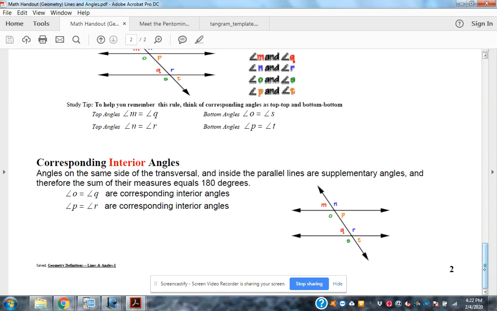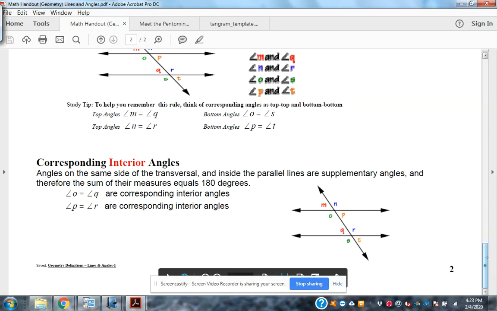So they're on the same side. They're both in between the parallel lines. They're on the same side of the transversal. This line that cuts through the parallel lines is called the transversal. Okay, same thing on the other side. We get P and R are corresponding interior angles.